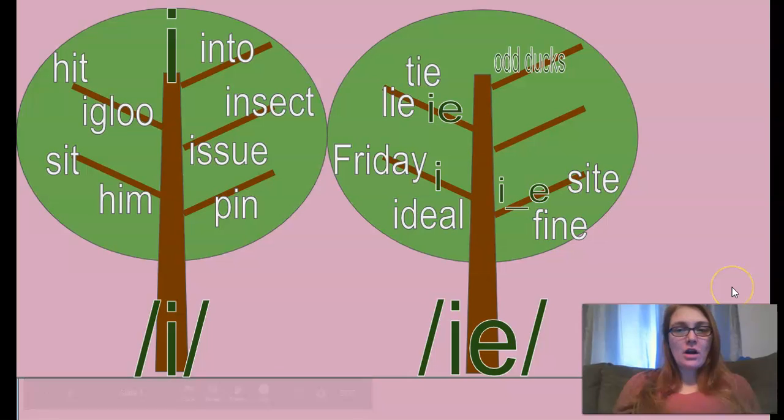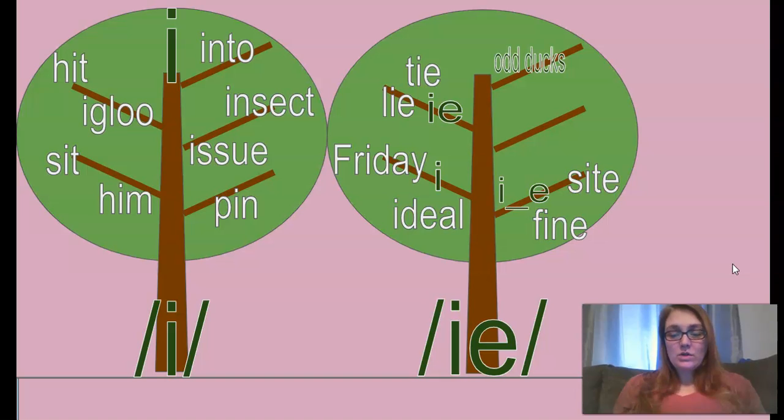Okay, so again, here are the trees we've been using. The first is the short I tree, and then the long I tree. The short I tree has words like hits, sit, him, igloo, into, insect, issue, and pin. And the long I tree has spellings like IE, such as tie and lie. Friday and ideal have I, and then I space E like fine and sight.